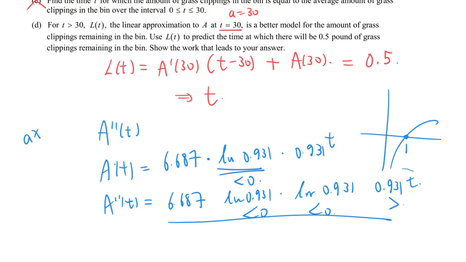So this is always positive, right? An exponent with a positive base is positive, and we have two negatives. So this whole thing will be greater than 0, and therefore it is concave up. And so this would be an underestimate.